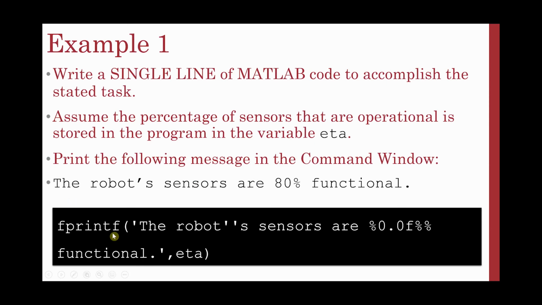So we're going to use the fprintf command because we are printing to the command screen. The text we want to say is the robot, so note we need 2 apostrophes here to create the apostrophe. The sensors are, this is where we're putting in our variable, so we want to print the percentage that is stored in the variable eta to 0 decimal places. So we're going to do percent 0.0, so no decimal places, F. Then we need 2 percent signs to generate our percent sign, and then functional, and then we're using the variable eta to retrieve our percentage.